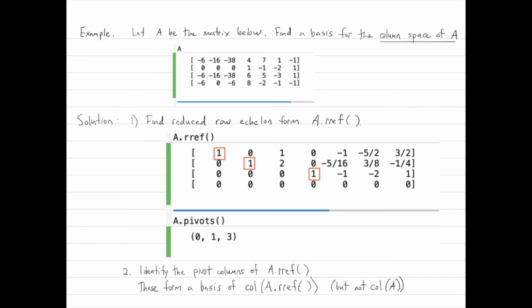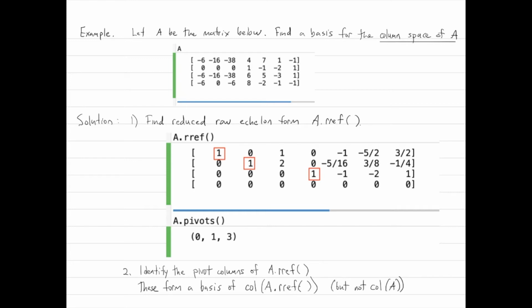Okay, so you can also ask Sage what the pivots are, and Sage returns these numbers 0, 1, and 3. Now, Sage starts counting from 0. So this is column 0, column 1, column 2, and column 3. So these are the columns where the pivots are located.